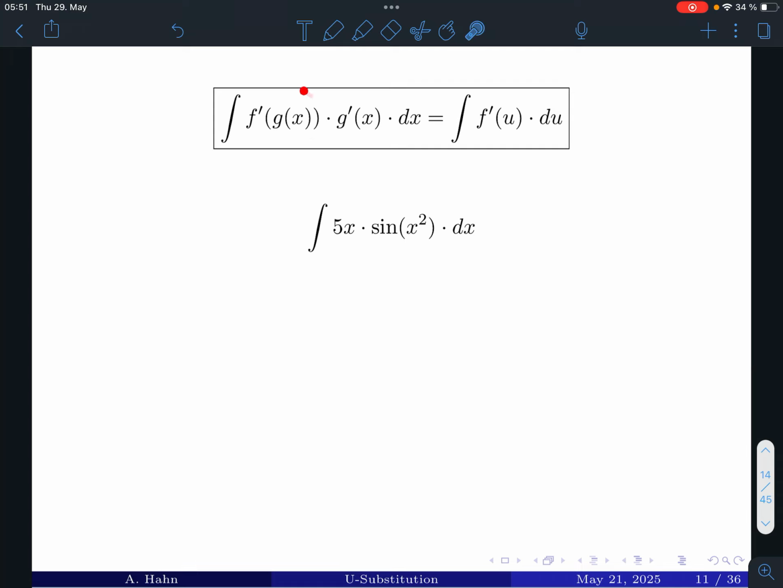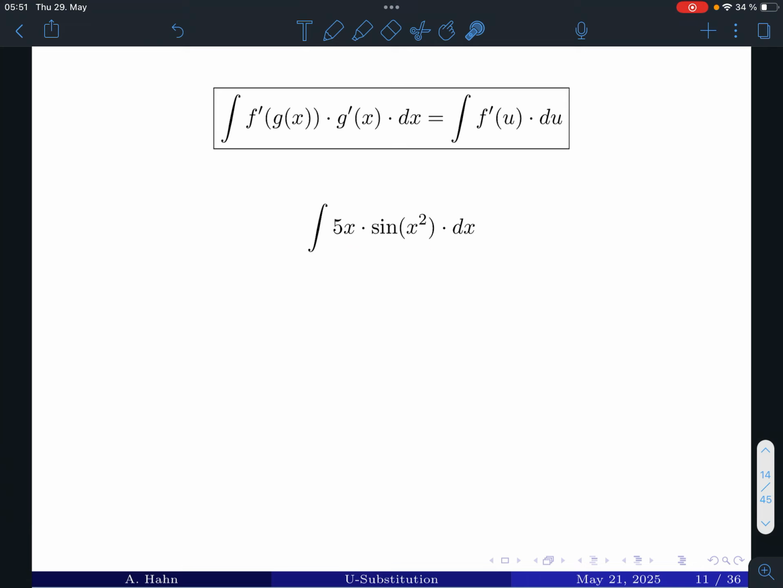So just like in the previous examples, we're looking for a composite function. So we're looking for an inside function and an outside function. And then we're looking for the derivative of that inside function multiplied somewhere else in the problem. And so that indicates to us that we need to do U-substitution. And yeah, that's what we're looking for.